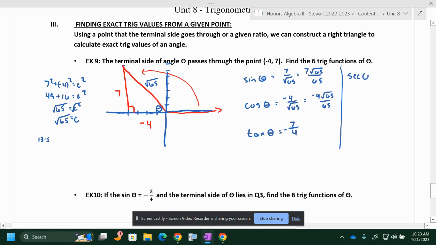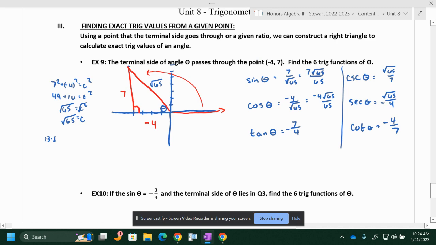Cosecant, secant, and cotangent. I like to make sure that I keep them all in order here. Cosecant is going to be square root of 65 over 7. I'm just flipping my fraction. Secant is square root of 65 over -4, or negative square root 65 over 4, and cotangent is negative 4/7. So there we were able to find all 6 trig functions.